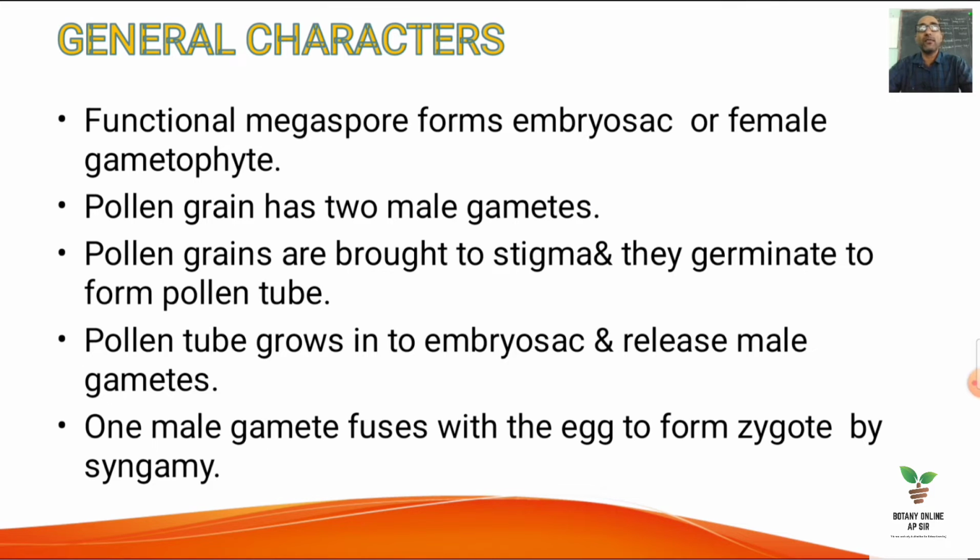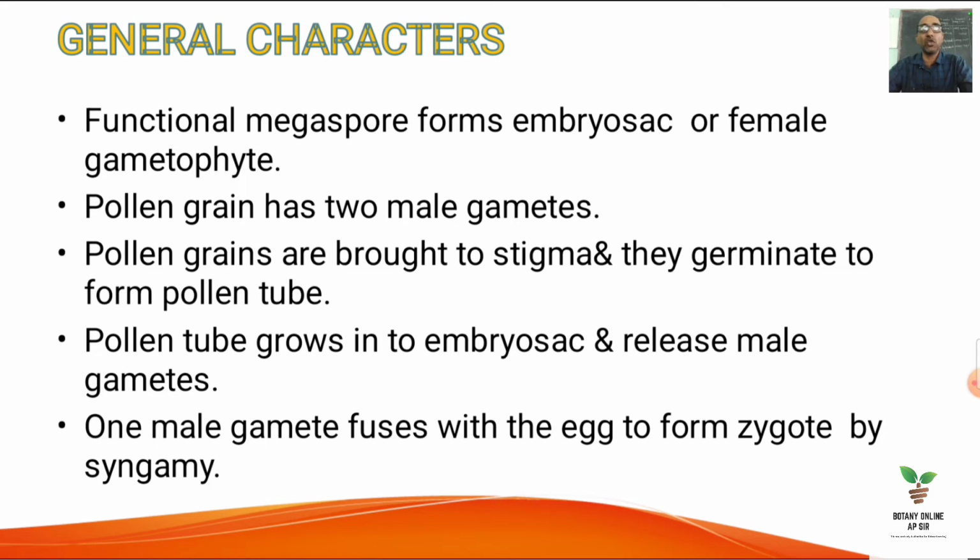Got it? The pollen grains are brought to the stigma and they germinate to form a pollen tube. So the pollen grains which bear 2 male gametes are brought to the stigma. Stigma, you remember, is the tip of the carpel. Got it? So the pollen grain reaches the stigma by the process of pollination, that is very well known to you. There the pollen grain germinates to form a pollen tube.